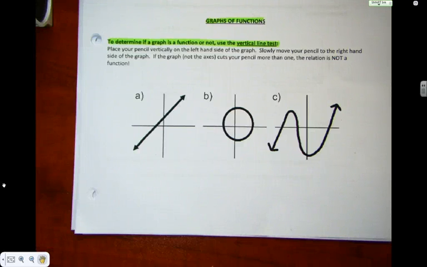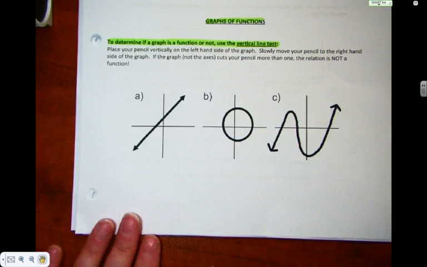To tell whether a graph is a function or not, we use what's called the vertical line test. The vertical line test says you place your pencil, a ruler, the side of your calculator, anything that's vertical, on the left side of the graph and slowly move it across the graph. What you're looking for is, does the graph, not the axes, but the actual graph, cut that vertical line more than once?